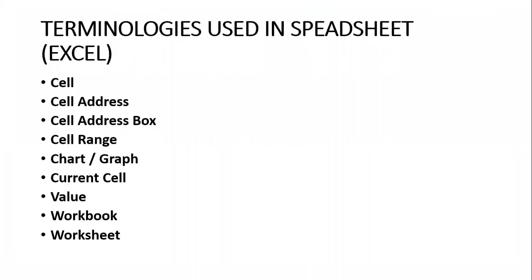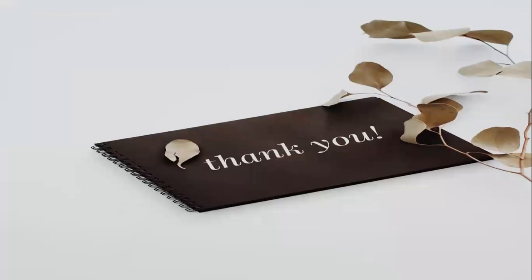I think we've discussed all of the terminologies which we wanted: cell address box, cell range, chart or graph, current cell, value, workbook, and the worksheet. So that's all. I hope it's clear, guys. See you in the other videos.